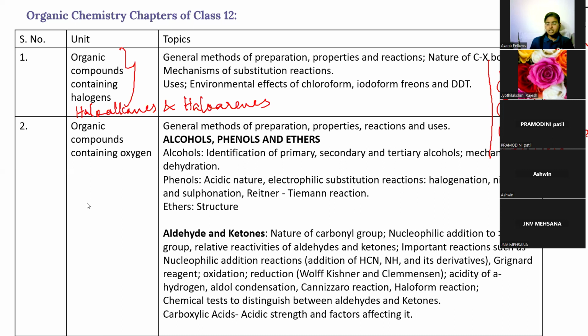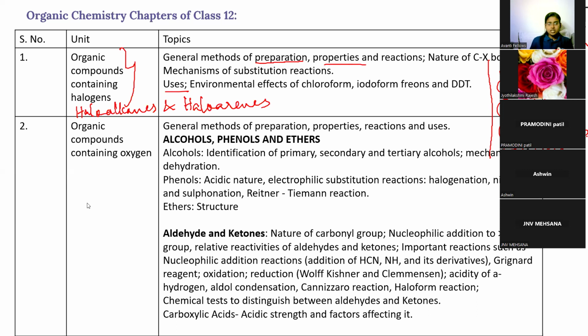Then preparation, physical property, chemical property, uses. So this is the flow. Here also for haloalkanes and haloarenes, we have the general introduction, then comes preparation, then the properties. Everything, physical property, chemical property, will come under this, and at last we have the uses.